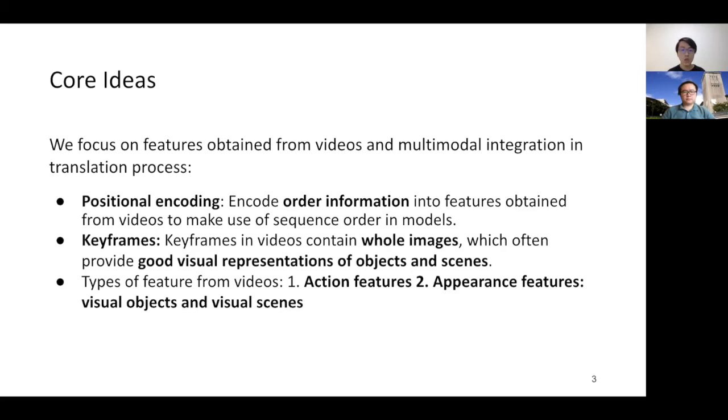We've classified two types of features that can be obtained from videos: action features and appearance features. Providing these two types of features to the model is our expectation for disambiguating, as well as making translation more precise.